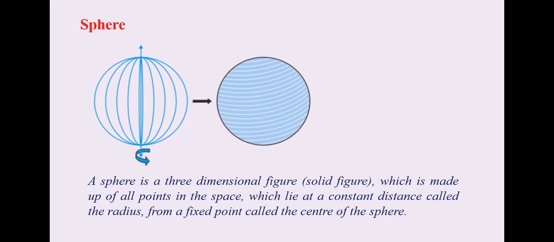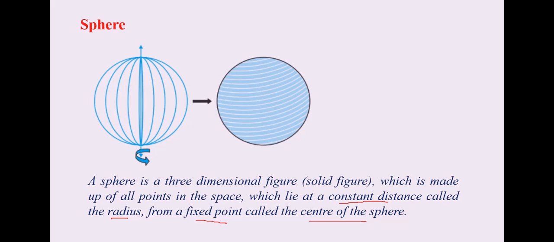We move into the sphere. So what is a sphere? A sphere is a three-dimensional solid figure which is made up of all points in the space which lie at a constant distance called the radius and the fixed point called the center of the sphere.